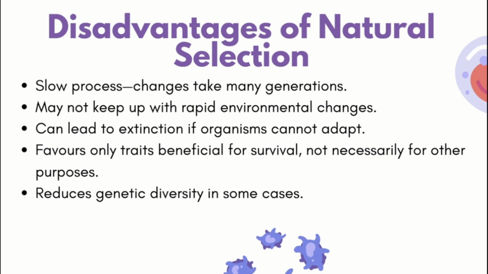Another disadvantage is that it favors only traits beneficial for survival, not necessarily for other purposes. This means natural selection will pick the traits for survival, so it doesn't take into consideration something like, let's say that some organisms are able to camouflage, right? Camouflaging is very important for many animals. They need to camouflage in order to protect themselves, to hide from predators and all that. So they need to do that.